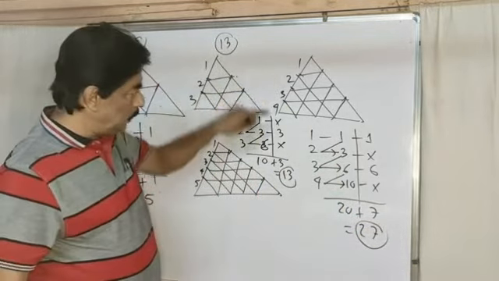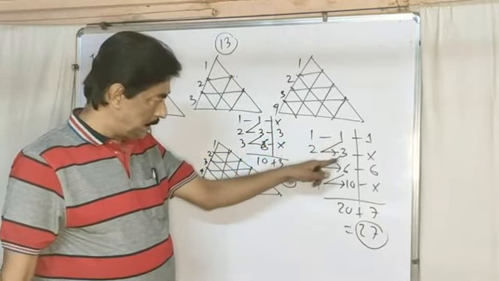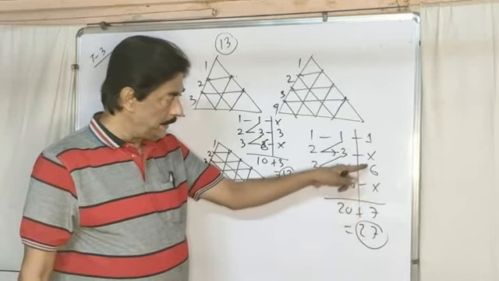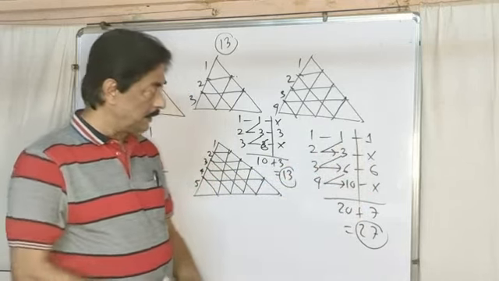Again. 1, 2, 3, 4. I write 1, 2, 3, 4. 1, copy 1. 1 plus 2 is a 3. 3 plus 3 is a 6. 6 plus 4 is a 10. Now go right side. Skip, copy, skip, copy. Add. This is 20. This is 7. Total number is 27.